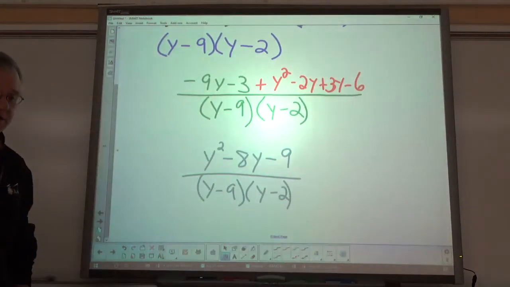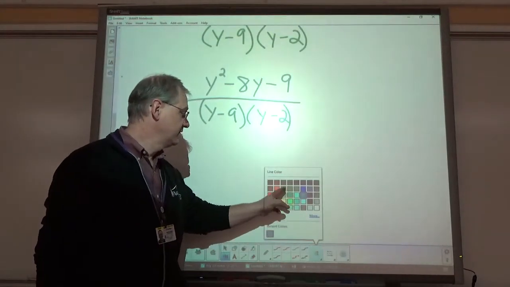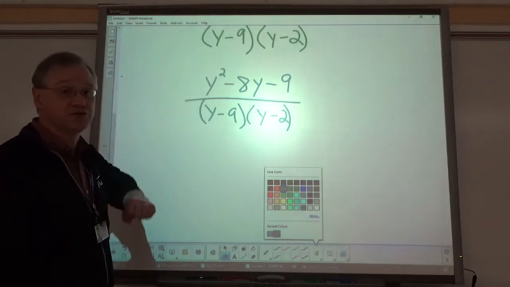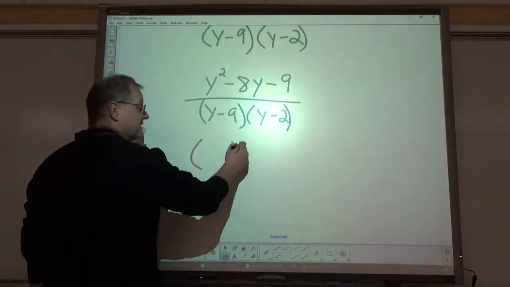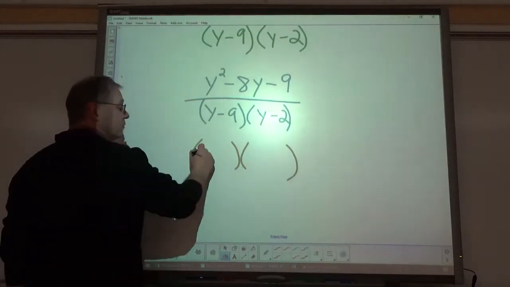That's what I have so far. Let's continue. I want to try to factor this into 2 parentheses. If it doesn't work, it doesn't work, and we just stop here. But I believe it will factor.